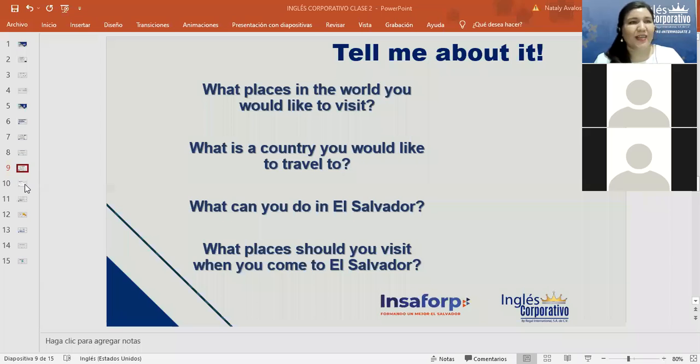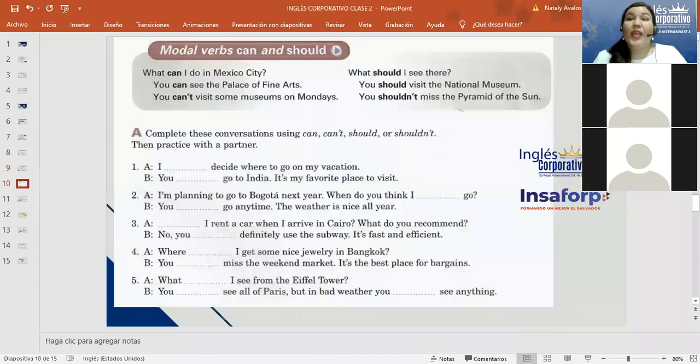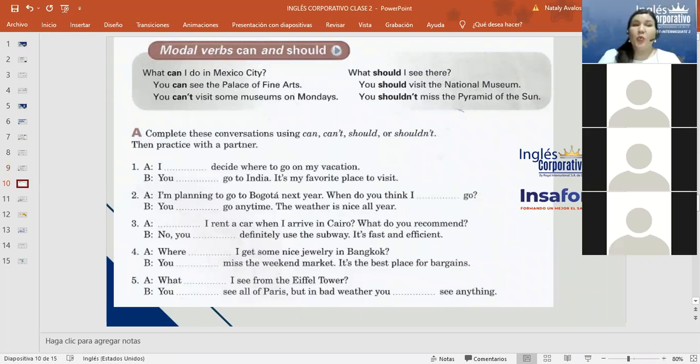Good evening, right? Now, why am I going to use these words with you? Because we can use the modal verbs can and should to give suggestions to people, right? Things that you can do and things that you should do, right? I am giving recommendations. I am suggesting things that you can do in the different places.